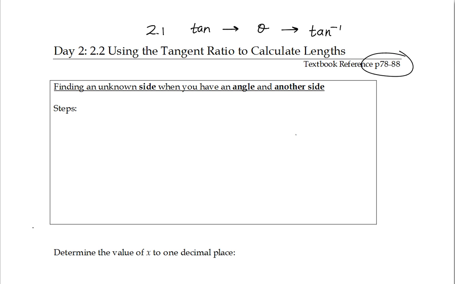Okay? So, steps. Number 1, label triangle. Number 2, set up equation. And number 3, the best part of all, solve.